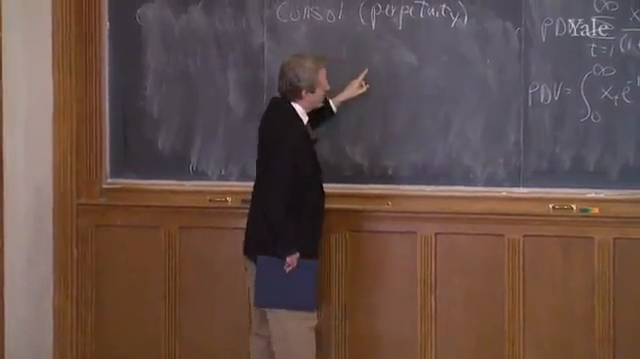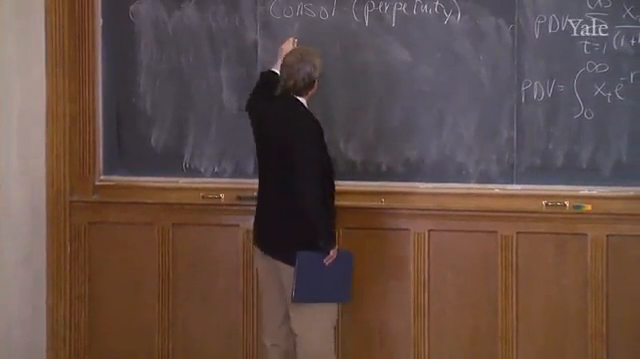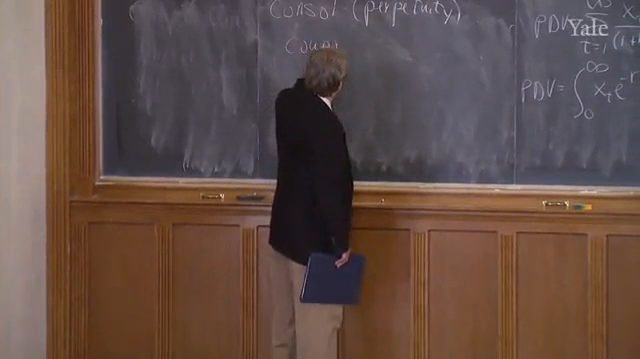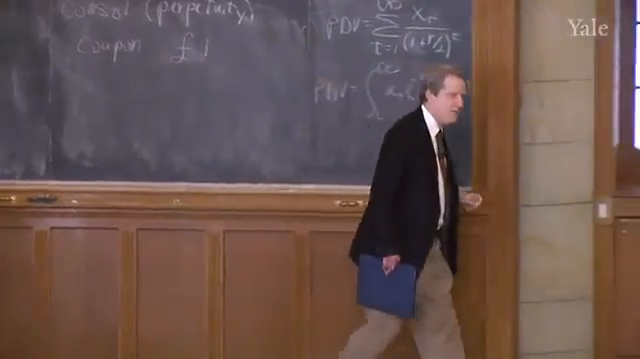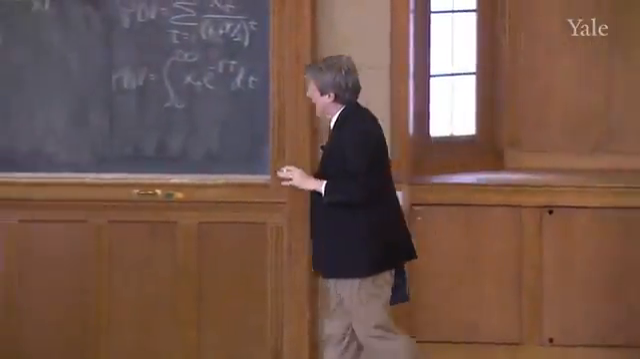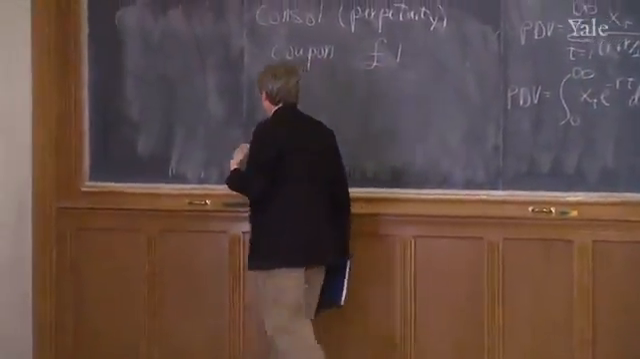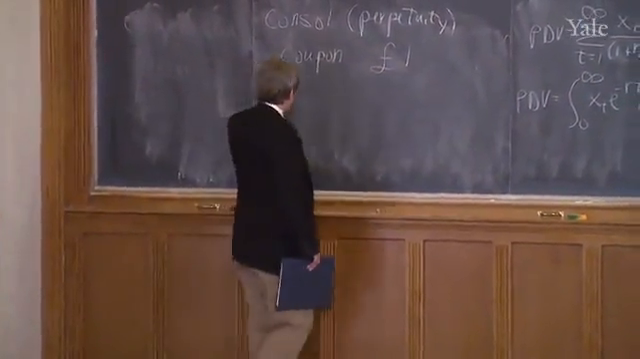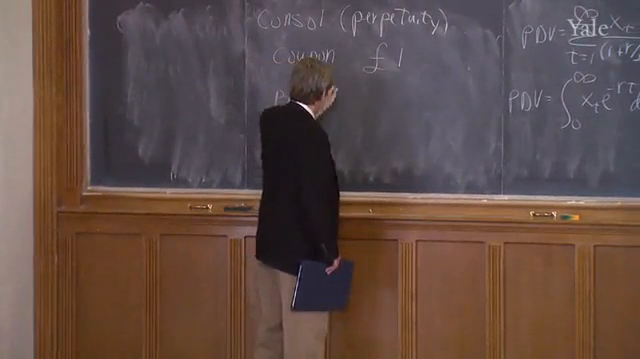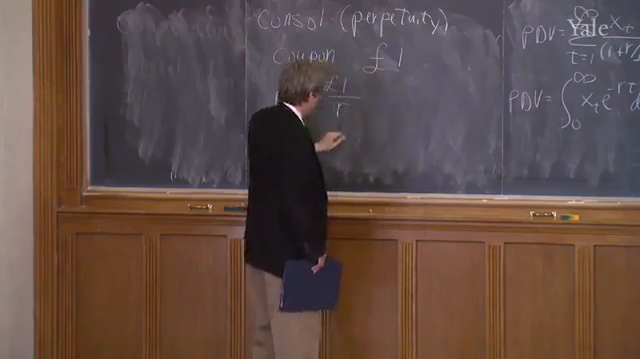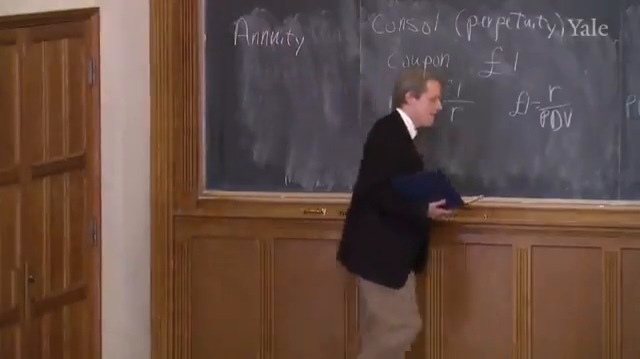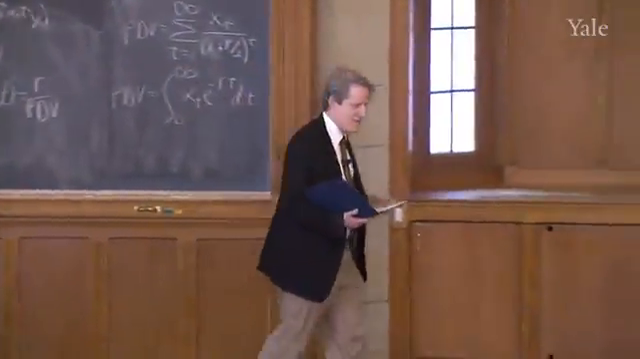Now we'll call the amount that the console pays its coupon. Let's say the coupon were £1 per year. If it was paying £1 per year and we're using annual coupons, annual compounding, then the present discounted value is equal to £1 over the interest rate.